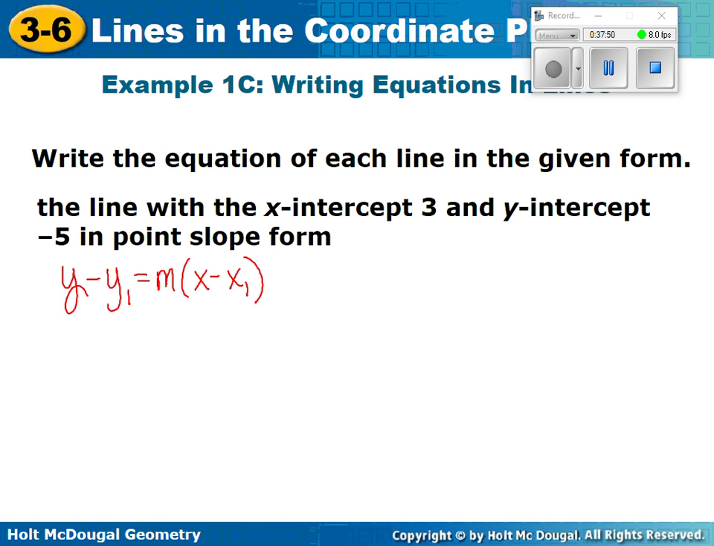Okay, what am I going to plug in? Okay, those are my intercepts. So those are my x-intercepts and my y-intercepts. Molly? Very good. The biggest mistake I see for this example is students will write this down on their paper.